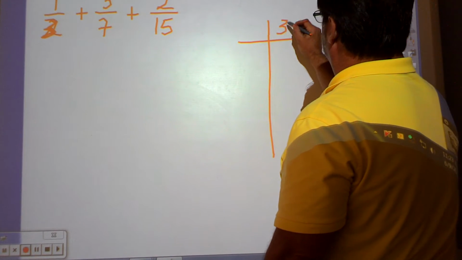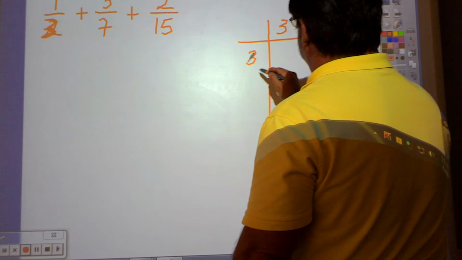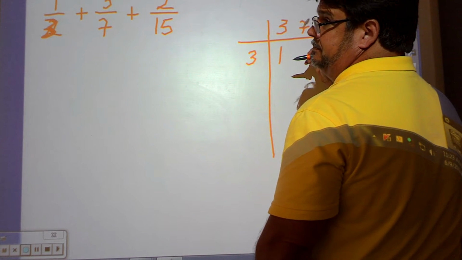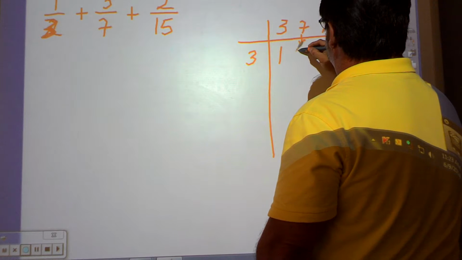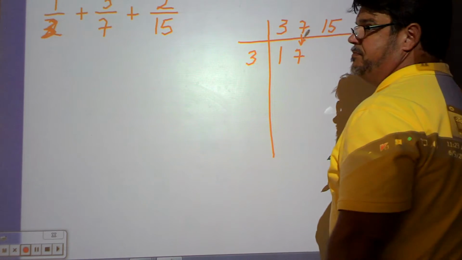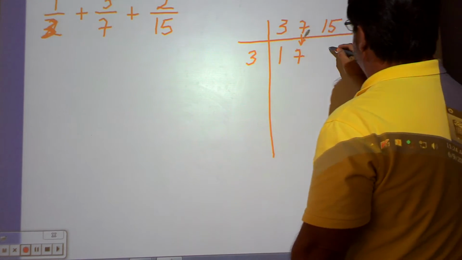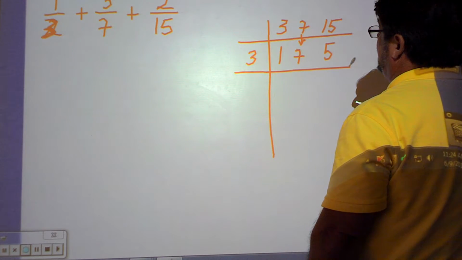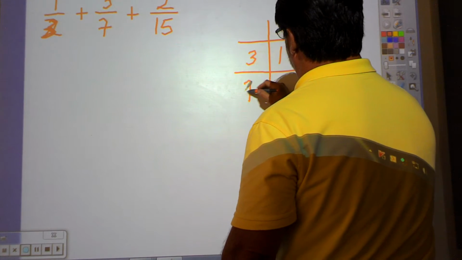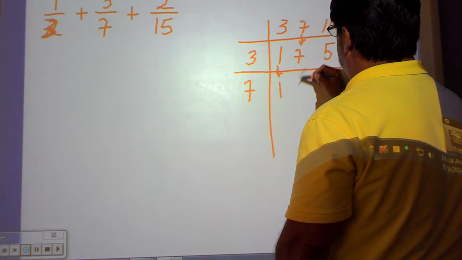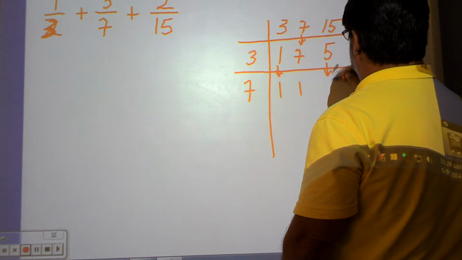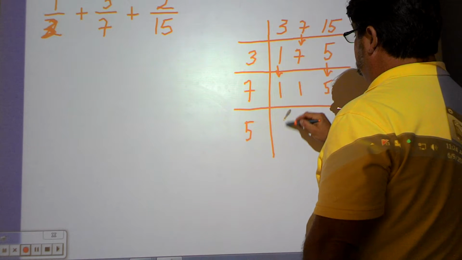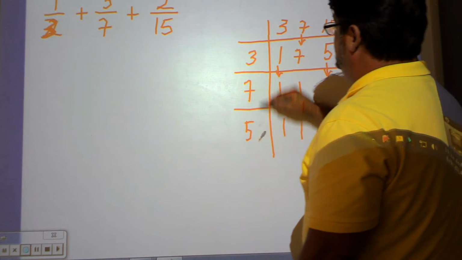So I'm going to pick 3 because that's the first number. 3 divided by 3 is what? 1. Well, 7 divided by 3? No, so you just bring it down. That's what the arrow means. 15 divided by 3 is 5. Now I'm going to divide by 7. That comes down. There's our other 1. And that comes down. And then 5, this comes down. There, we've got our 1s.